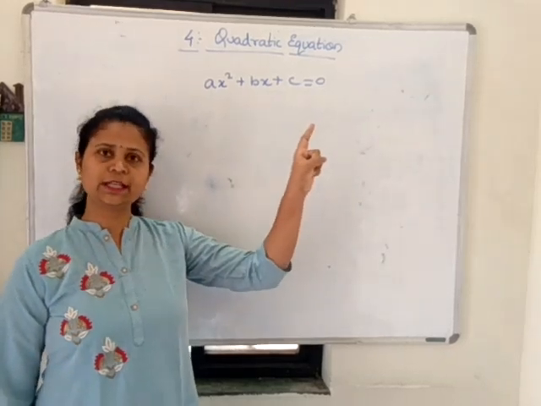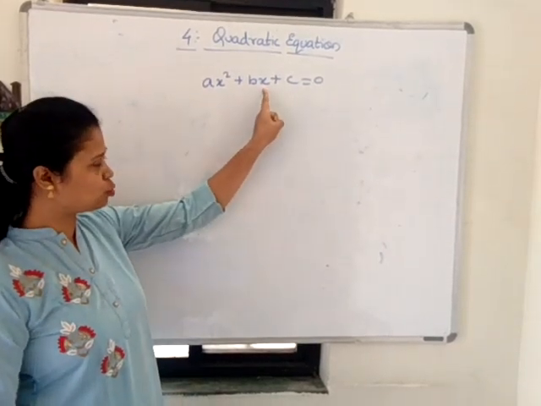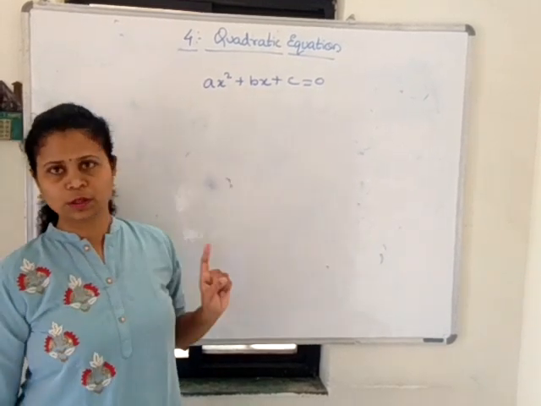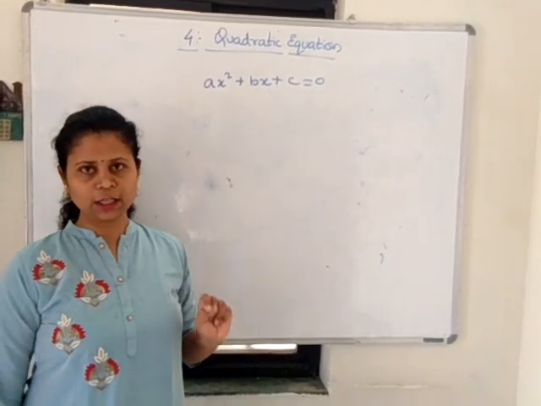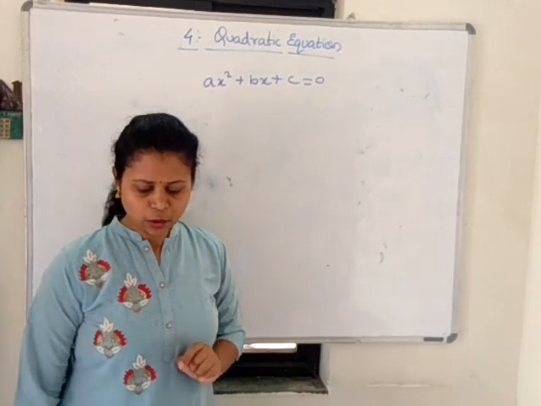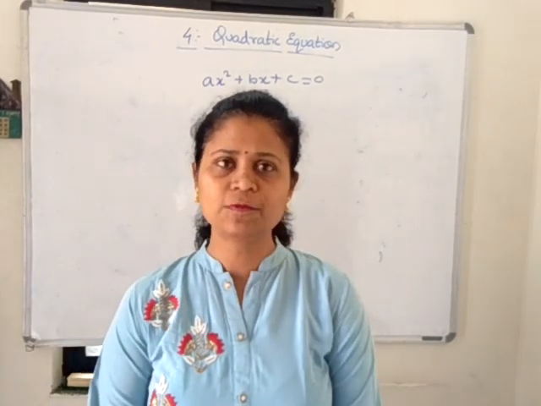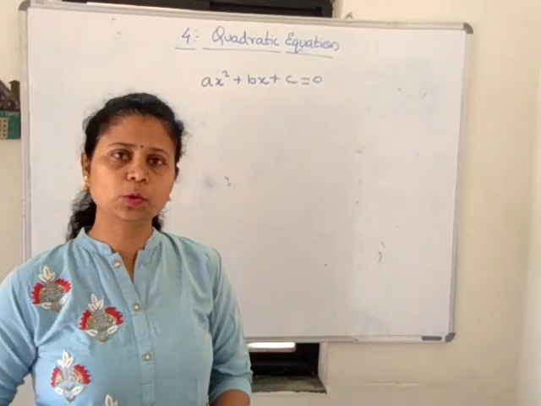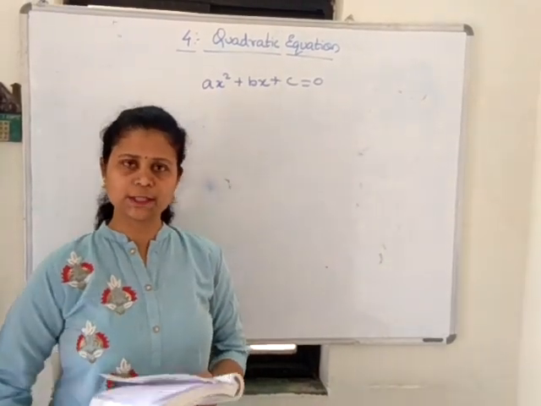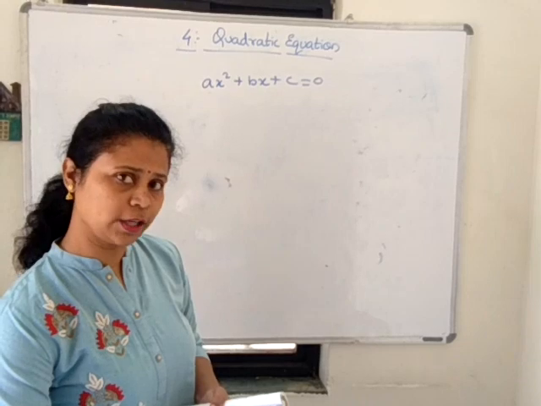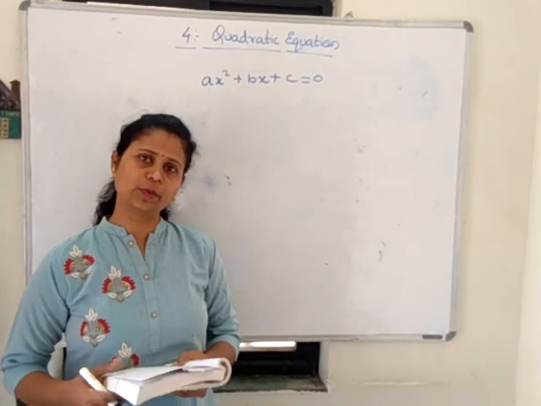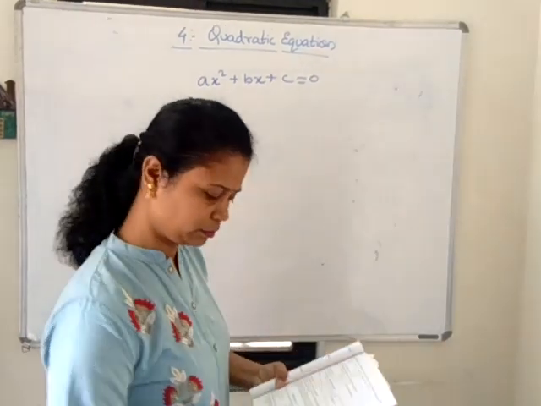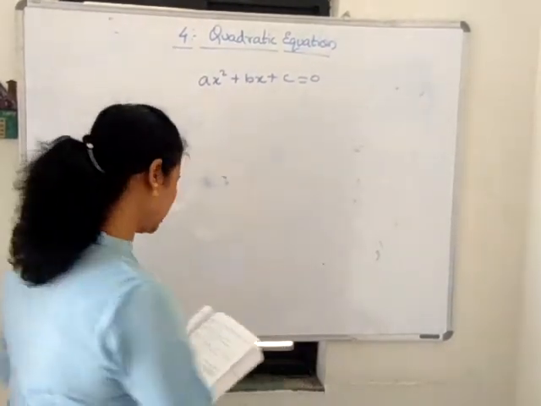Now it's not necessary that we will be getting bx also. Whatever it is, there should be x raised to 2. Then only we call it a quadratic equation. So let us start with the sums, that is exercise 4.1. In 4.1, what you have to do is they have given you some equations and you have to solve the equation and find out whether it is a quadratic equation or not.